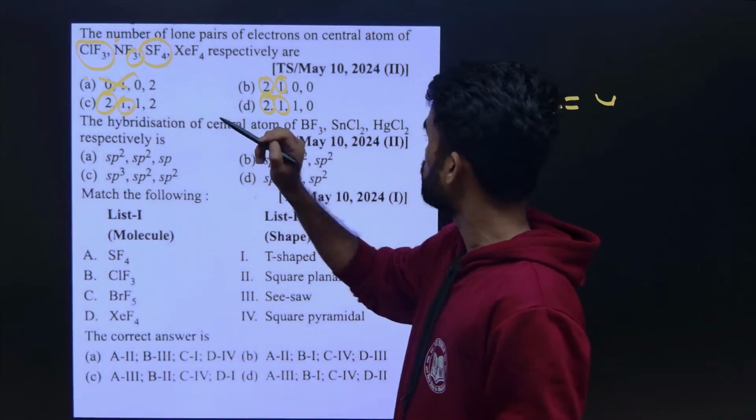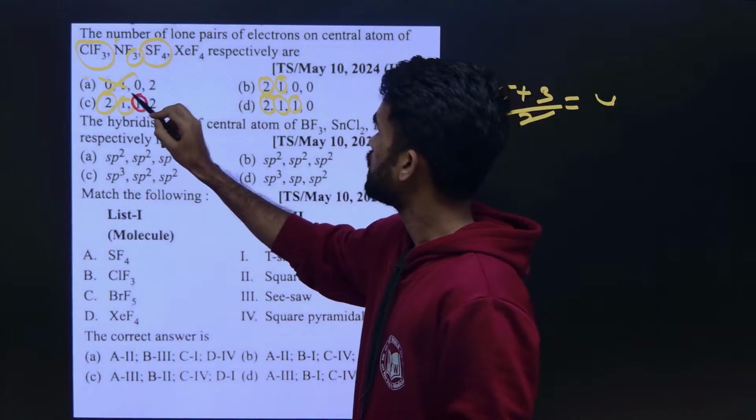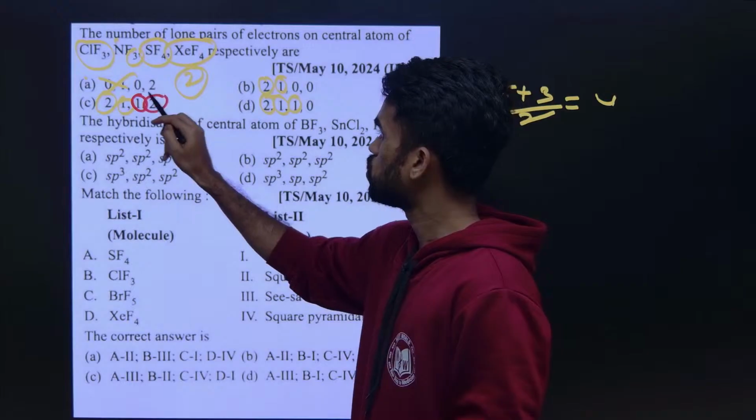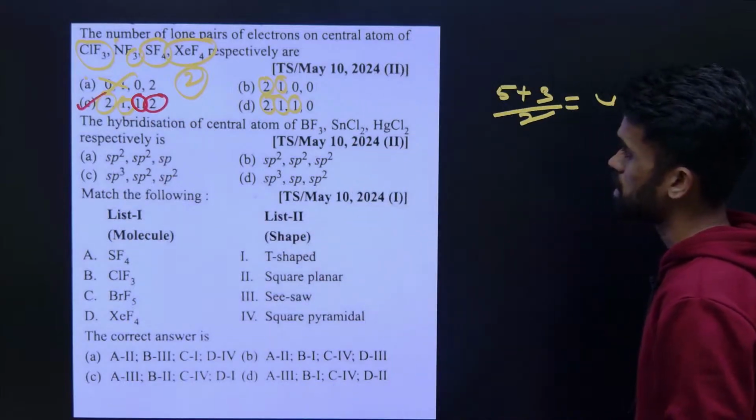So it has 1 lone pair. So 1 lone pair here and here. Next, XeF6, 2 lone pairs now with octahedral geometry. So here we have 2 lone pairs. So option C will be the perfect answer for the question.